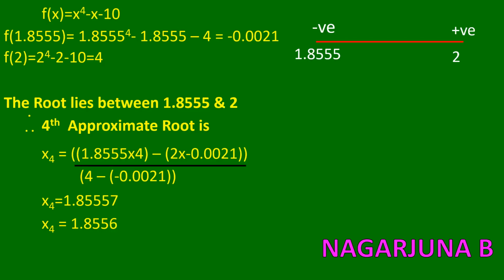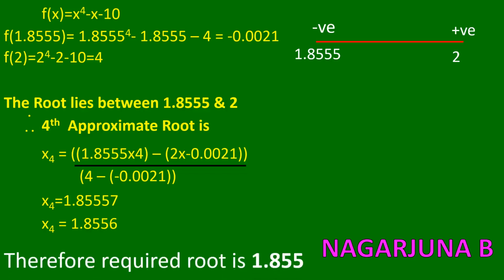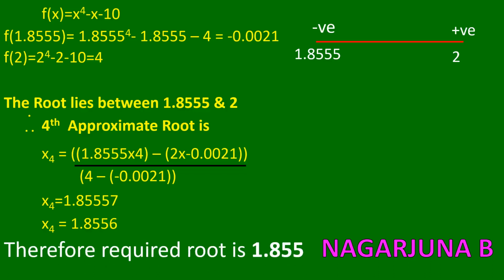That means you can stop at this particular point. In the previous step you got the answer as 1.8555, and now you have got 1.8556. They have asked to find the root of the equation up to 3 decimal points. That means up to 3 digits after the decimal point. Therefore the required root is 1.855, which we have found by using the secant method. It is also called the regula falsi method. It is also called the method of false position.